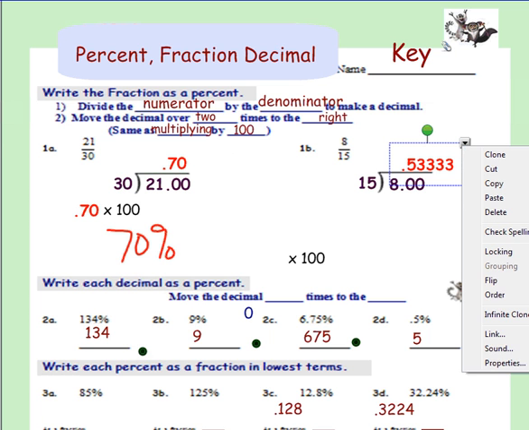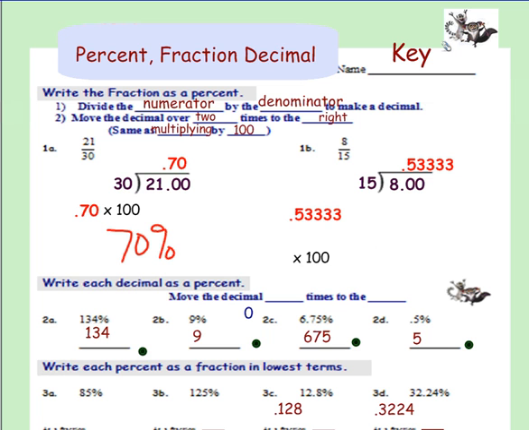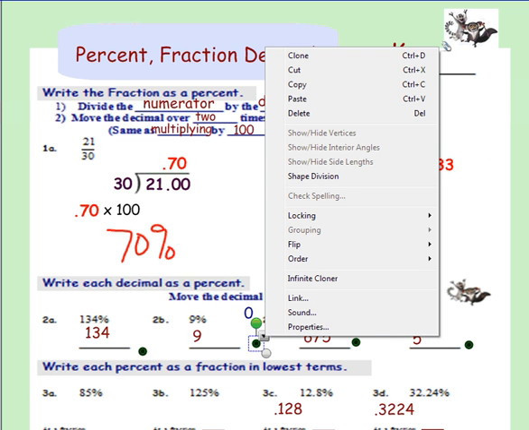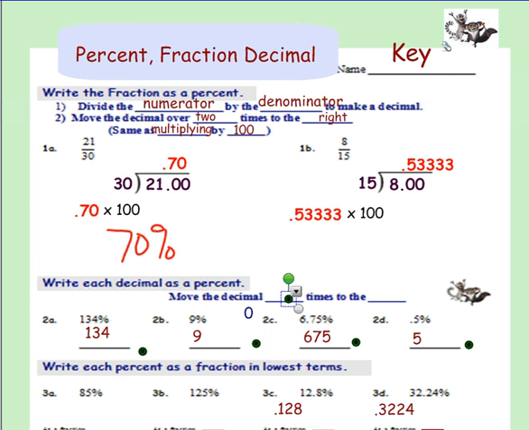We'll take this repeating decimal, multiply it by 100. We got that move it, move it. So let me take one of these points right here. And what I'm going to do is I'm going to move it to the right. That's the same thing as multiply by 100. And I get 53, and I like to go to the hundredths percent.